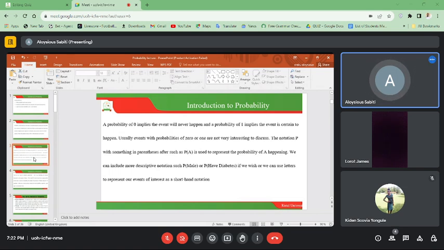For example, we can say the probability of people having diabetes. So in your own field of discussion, when you want to understand the population structure or some of the issues affecting your society, you can express them in terms of probability.